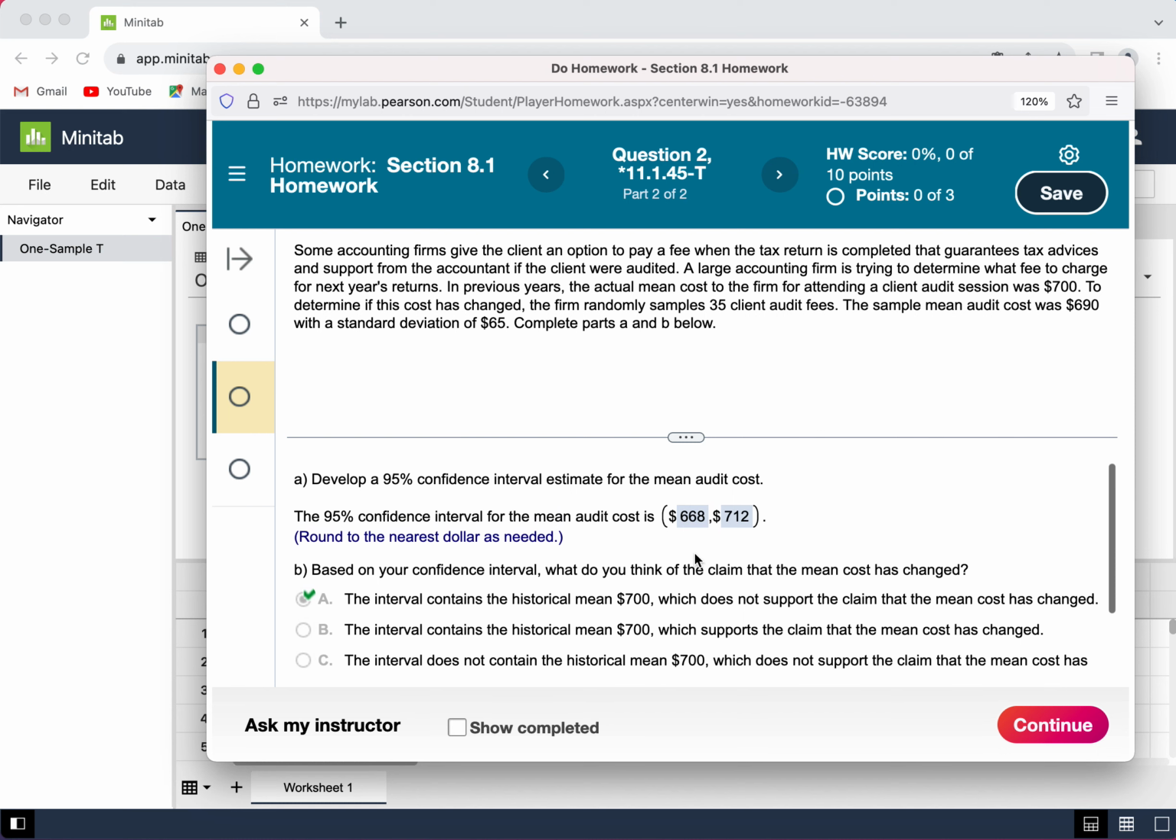So based on this interval, we are 95% confident that the actual mean is somewhere between $668 and $712. And that's how you find a confidence interval for a mean in Minitab.